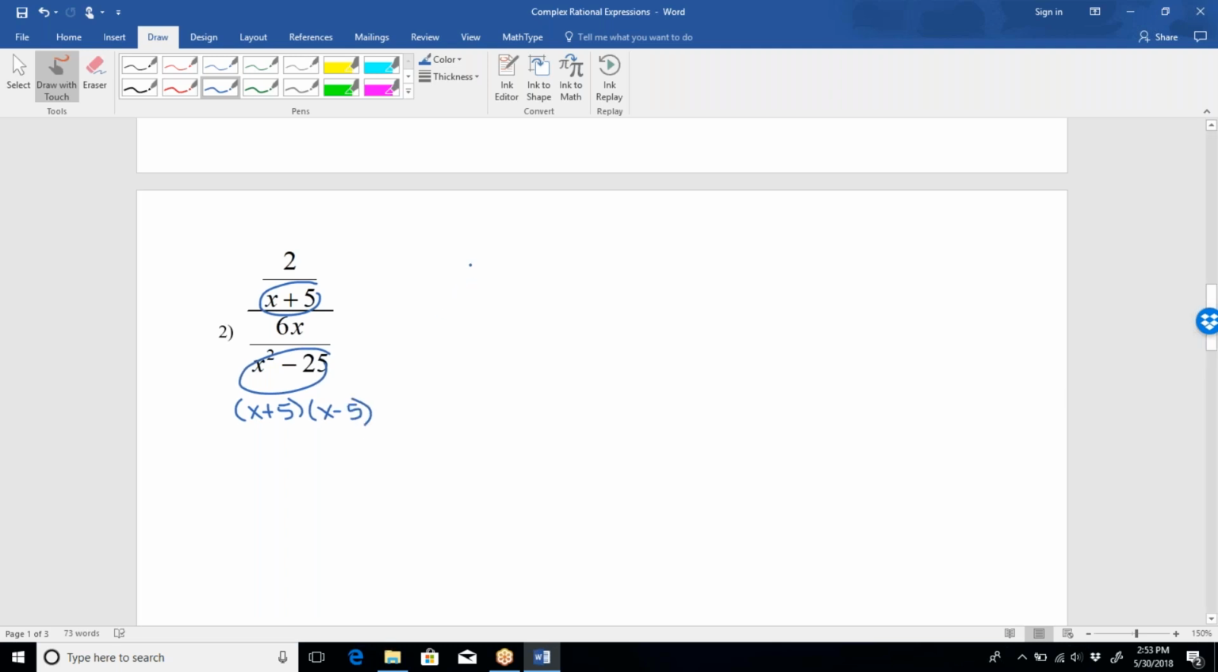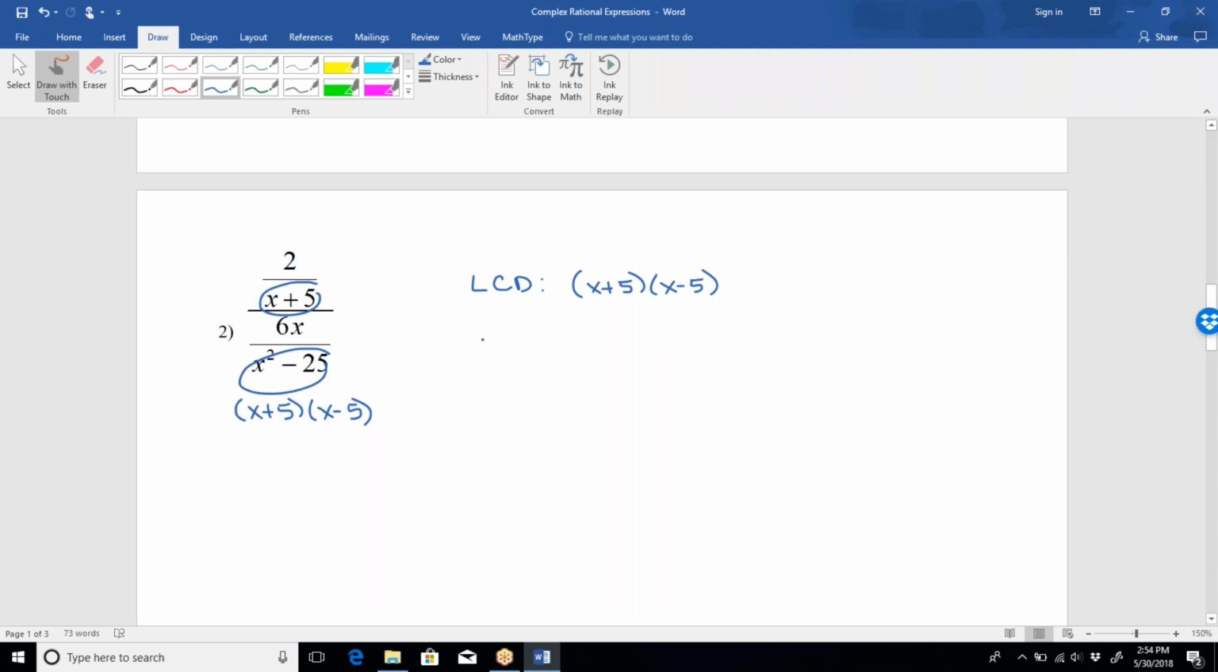So our LCD for these two denominators would be x plus 5 times the quantity x minus 5. And you could multiply both the numerator and the denominator by that LCD and simplify. Okay, but I would actually do something different for this one. And the reason why I would do something different is because we just have a single fraction in the numerator and a single fraction in the denominator. We don't have a sum or a difference. I mean, we do like within the denominators.